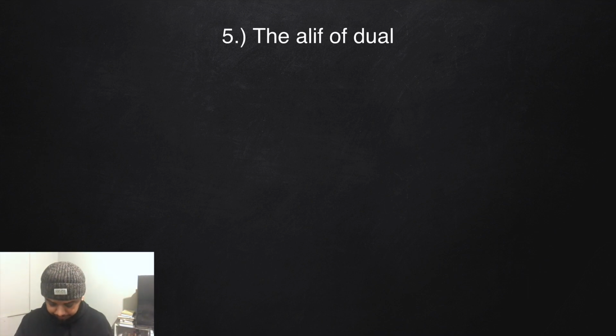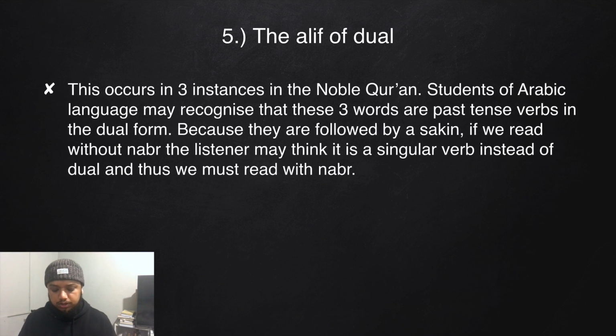And lastly, we look at the 5th circumstance in which we do nabr whilst reciting the Glorious Qur'an. The 5th is whenever we pronounce the alif of muthanna, the alif of dual. This only occurs in 3 instances in the Noble Qur'an, so it's easier just to learn the 3 examples and then apply the nabr here. Students of Arabic may recognize that these 3 words are past tense verbs in the dual form. Because they are followed by a sakina, if we read without nabr, then the listener may think it's a singular verb instead of a dual. So for this reason, we must recite it with nabr.